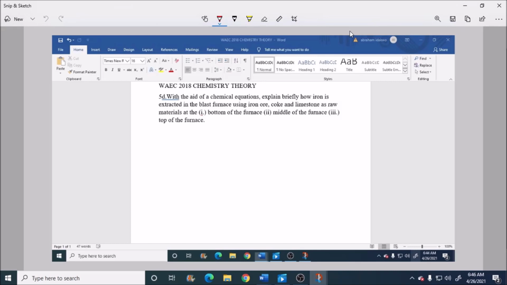Then Roman figure 3, that is at the top of the furnace, iron 3 oxide is reduced to metallic iron, that is we have Fe2O3 plus 3CO to give 2Fe plus 3CO2. Now with this explanation, we have question 5D Roman figure 1, that is what happened at the bottom of the furnace.